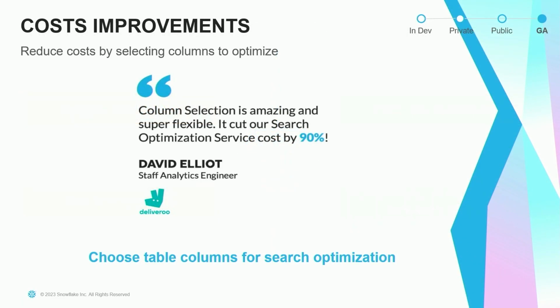The first thing is we've given some of the control back to you. For example, earlier, search optimization could be enabled on the whole table only. So the whole of the table needed to be indexed. But now we have a new feature which allows you to choose which columns you want to index, based on your workload. So Deliveroo, a company who uses search optimization a lot, adopted this column selection feature, and they saw that their search optimization cost nearly came down by 90%.